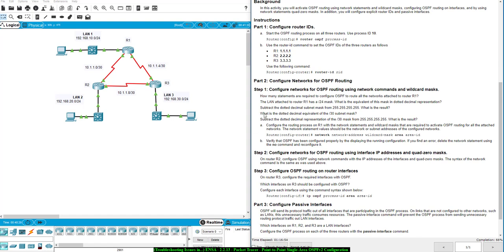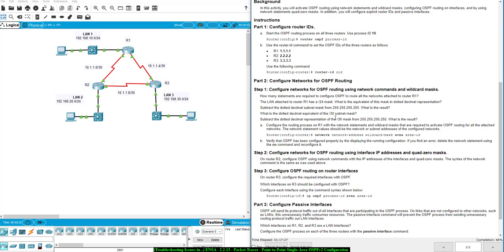Part 2, step 1. Configure networks for OSPF routing using network commands and wildcard masks. Because you can do it like that. You can also do OSPF routing using IP interfaces and configure OSPF routing on router interfaces. And that one's probably the easiest because you put it on the interface that you can see there. All right, and on that one you don't have to put the router ospf process ID and then configure the router configurations.